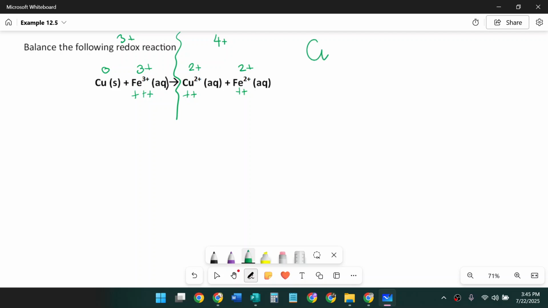What's happening is that our copper is going from 0 to +2, so it's losing 2 electrons, but it's gaining 2 in charge. And the iron is going from a 3+ to a 2+, so it's going down 1 charge, it's gaining an electron. And so if we could have the iron gain 2 electrons, that would fix it. So in this case, what we need to do is simply double the amount of iron that we're working with.